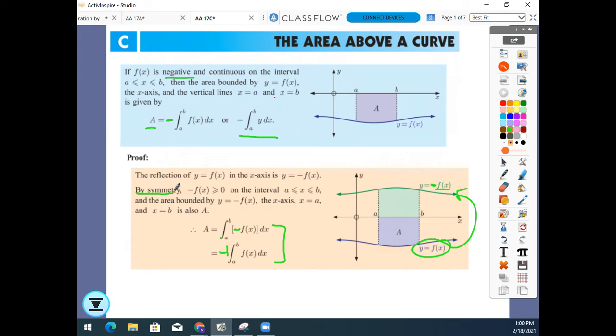This is literally the proof. You just need to state by symmetry. We know that if we reflect f of x above the x-axis, we now have negative f of x. And this is all above the x-axis, so I can just integrate this.